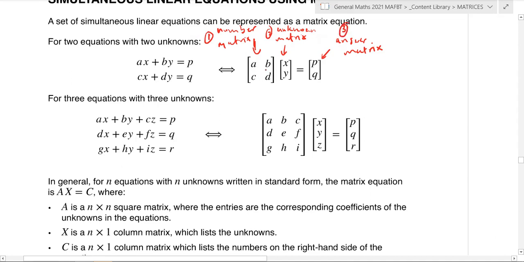And you'll see that in the number matrix, it's a square matrix of some sort. The unknown matrix is a column matrix, and so is the answer matrix. All right, so just keep that in mind. So it's a square matrix, some sort of column, and some sort of column matrix. Same if you have three equations. It's the same thing. You've got your number matrix, your unknown matrix, and then your answer matrix. And you derive them from your equation.